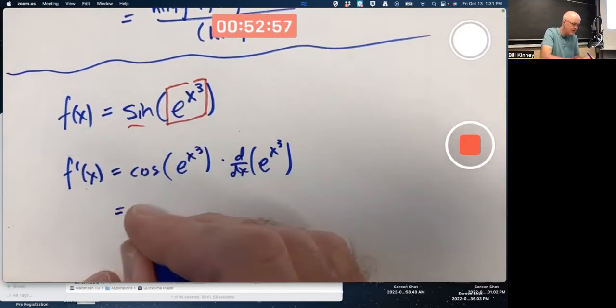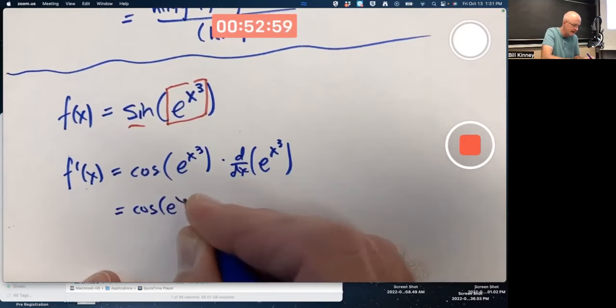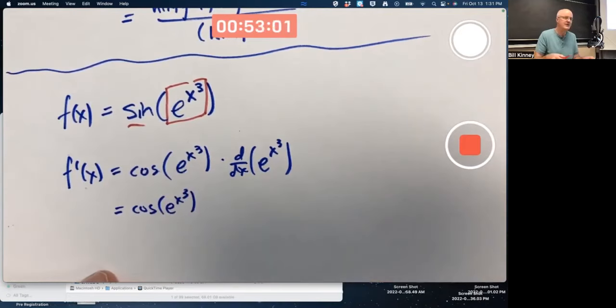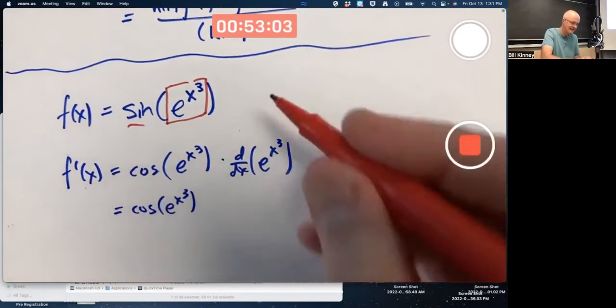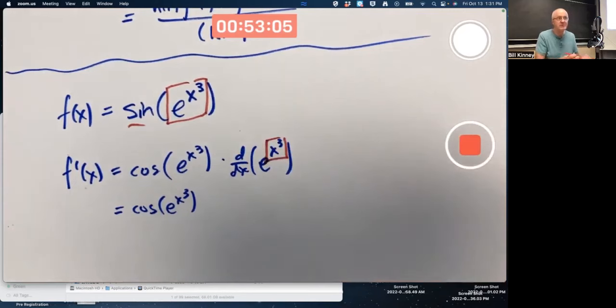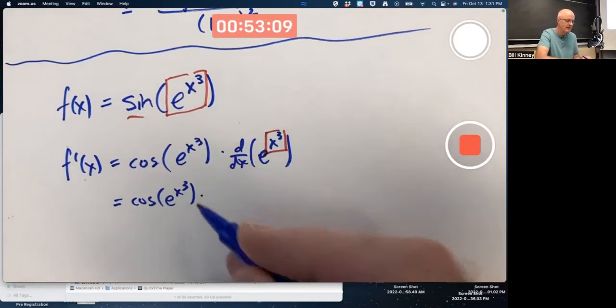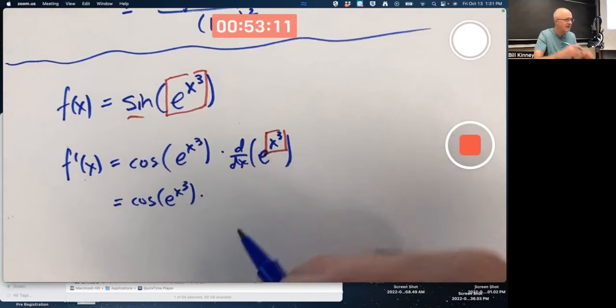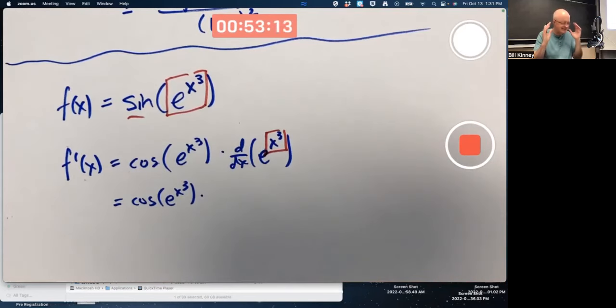But then when you take the derivative of e to the x cubed, you use the chain rule again. X cubed is the inside function, e to the x is the outside function. If you're tracking with me with all this inside-outside stuff, it's easy to daydream and not be paying attention to exactly what I'm saying. E to the x is the outside function.